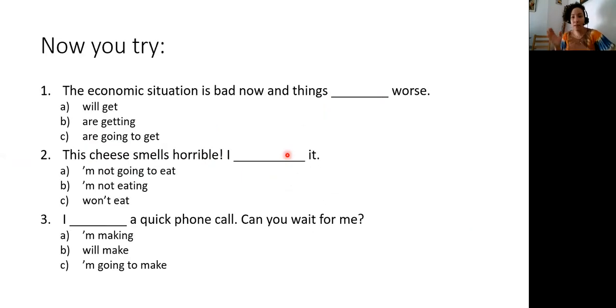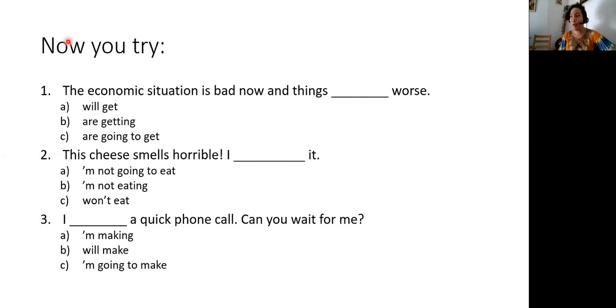Give it a shot. Pause the video. And we're back. Ready? Number 1, the economic situation is bad now and things, C, are going to get worse, okay? This is a prediction. Number 2, this cheese smells horrible. I'm not going to eat it, A, okay? This person does not like camembert or these strong French cheeses, yeah?